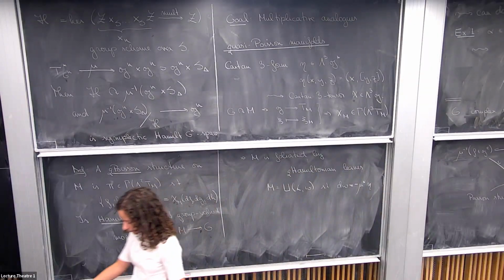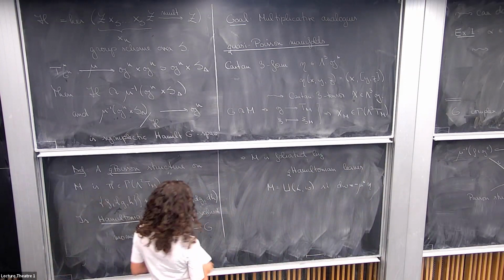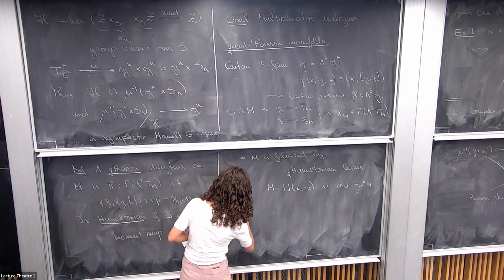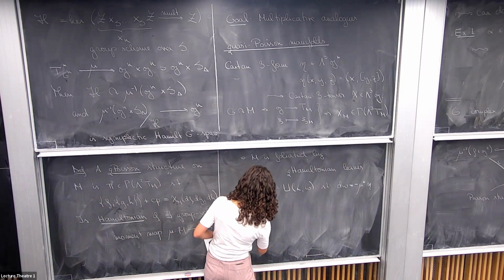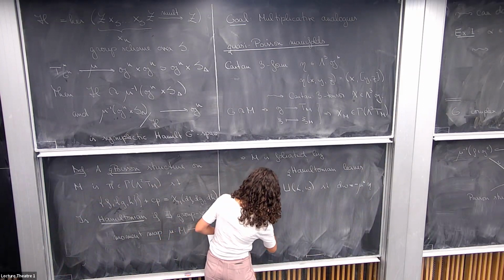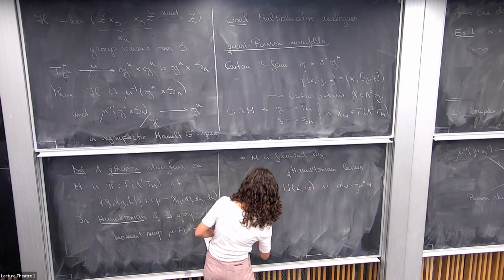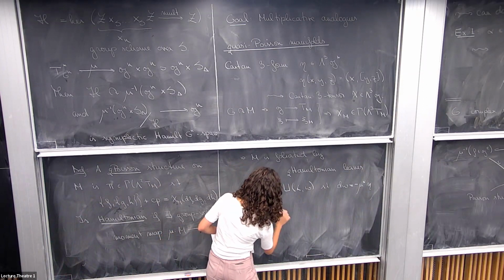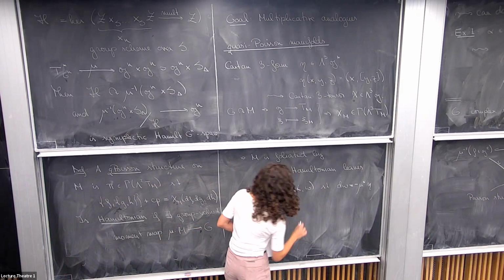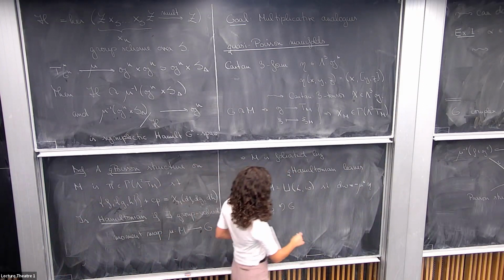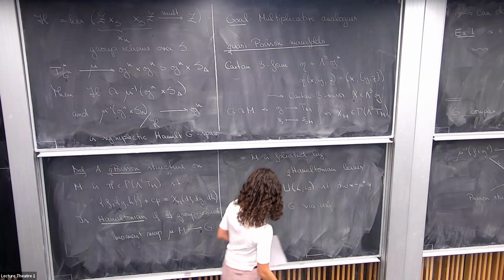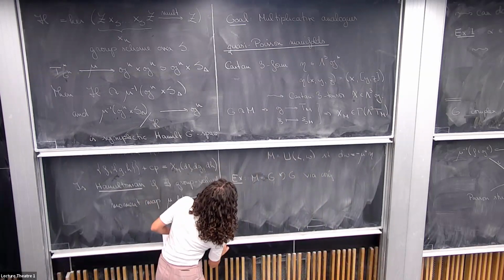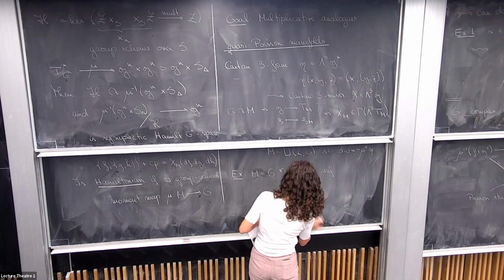So let me give a first example where M is just the group G. M is G, and it's being acted on by itself via the conjugation action. So this group has a natural quasi-Poisson structure.